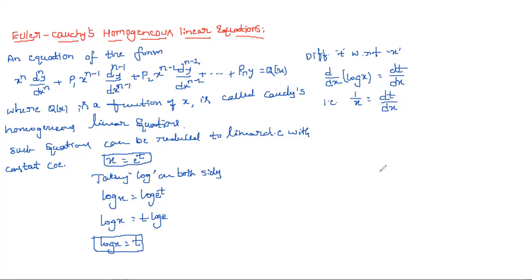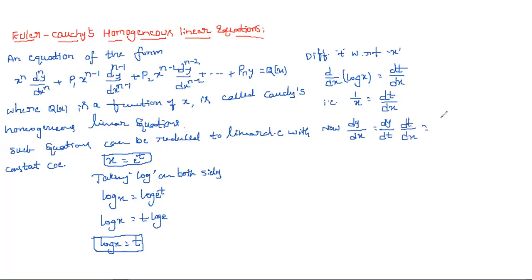Now dy/dx is equal to, here y is a function of t and t is in terms of x. By the chain rule, we can write this as dy/dt into dt/dx.